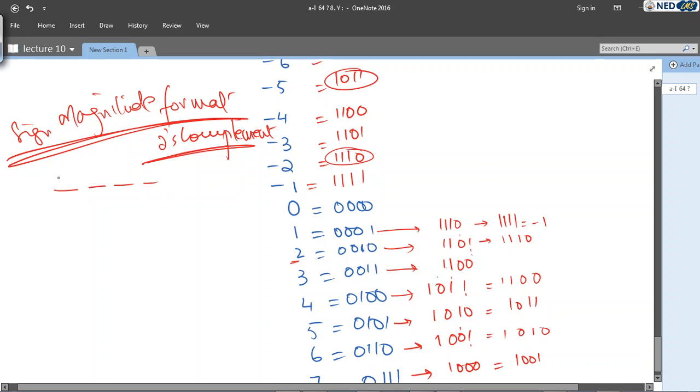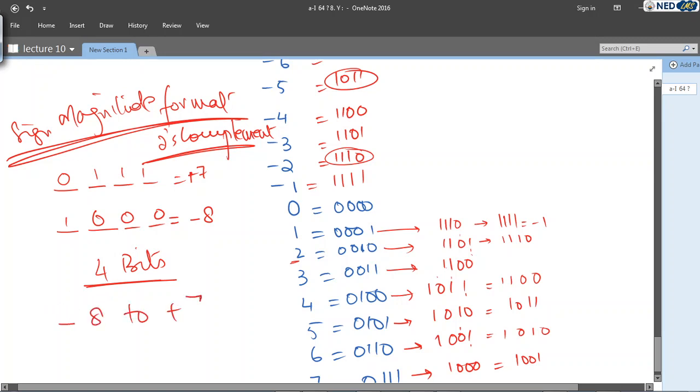So that means that if this bit is 0 and all of these bits are 1, I get plus 7. And if this bit is 1 and all the bits are 0, I get minus 8. So if we only have 4 bits, the whole maximum range would be minus 8 to plus 7. We still have 16 numbers.